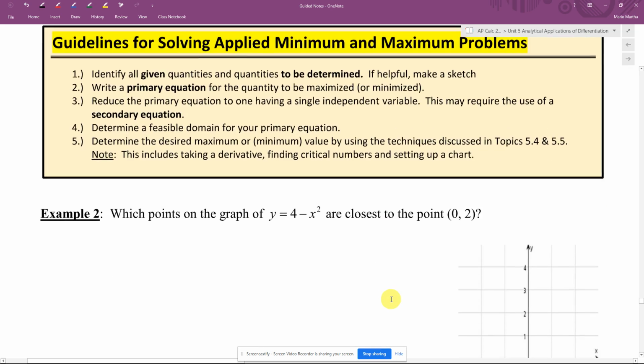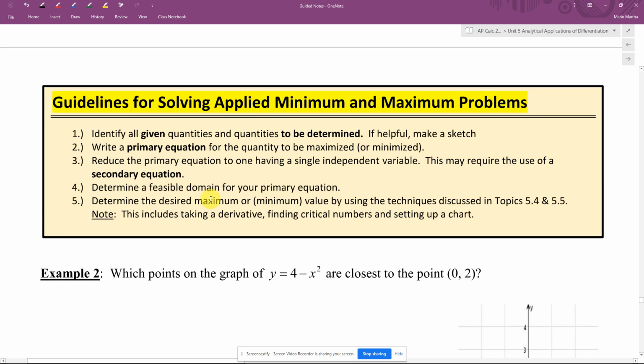So guidelines for solving apply to minimum maximum problems. So now we're going to have a strategy. Identify all given quantities and quantities to be determined. If helpful, make a sketch. Write a primary equation for the quantity to be maximized or minimized. Reduce the primary equation to having a single independent variable. This may require the use of a secondary equation.